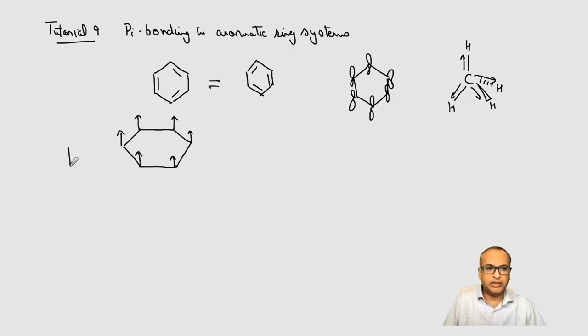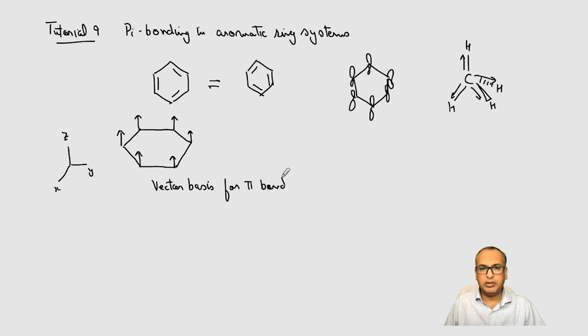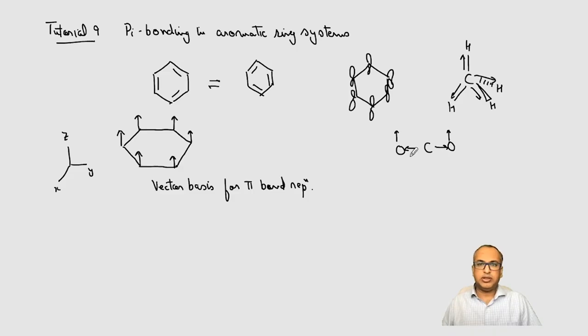And just for the reference, this is my XYZ. All right. So now this is called a vector basis, same as here. So this is the vector basis for pi bond representation. Now you can use this kind of approach in any system. We'll later on see that, let's say if we want to discuss the bonding of CO2, for sigma bonds we'll take this type of arrows, and for pi bonds we'll take this type of arrows, okay, perpendicular arrows. So this is just an example.